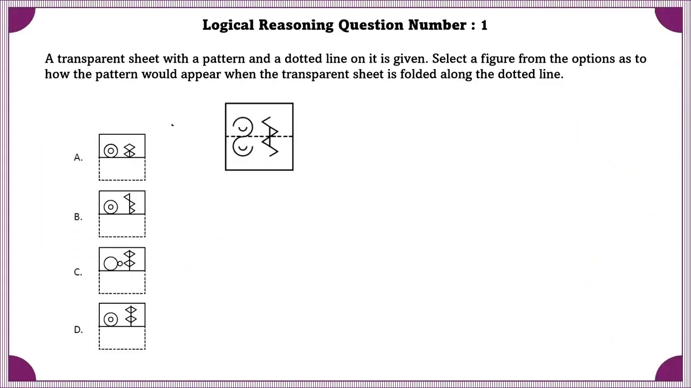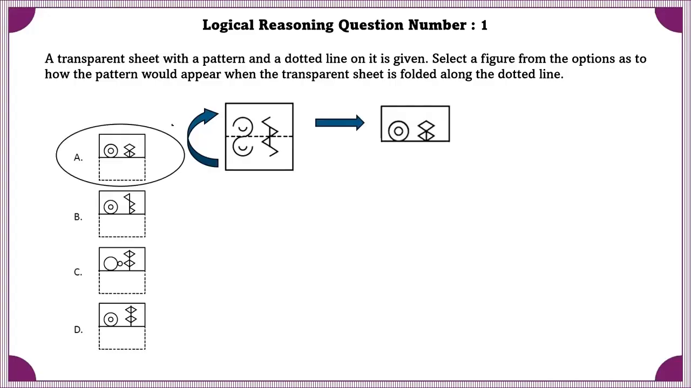A transparent sheet with a pattern and a dotted line on it is given. Select a figure from the option as to how the pattern would appear when the transparent sheet is folded along the dotted lines. This will be the image after folding the transparent sheet. This image will correspond to the option A.